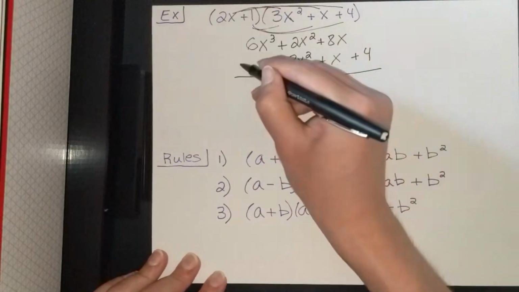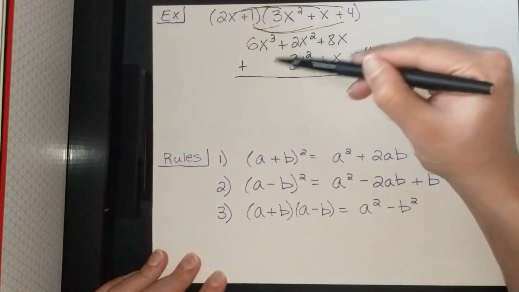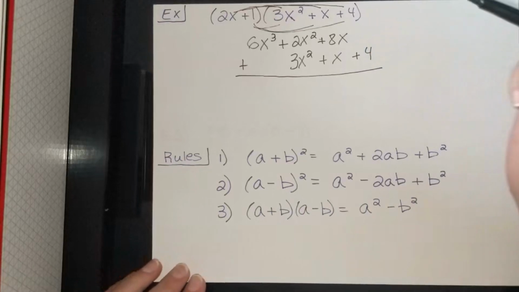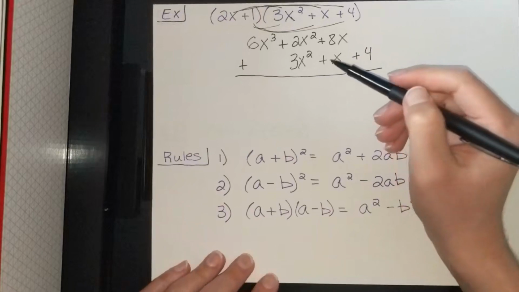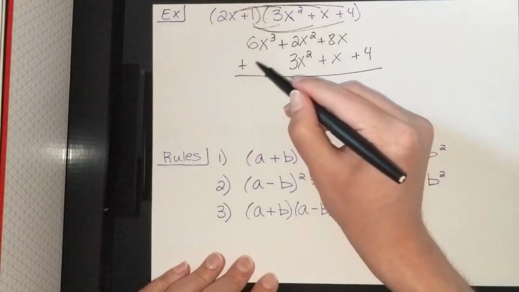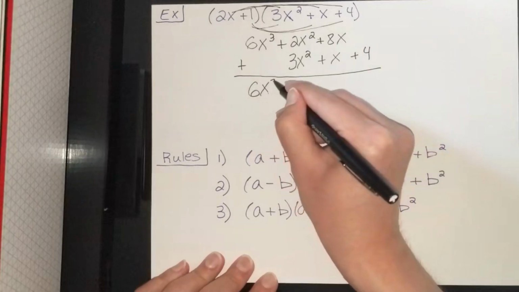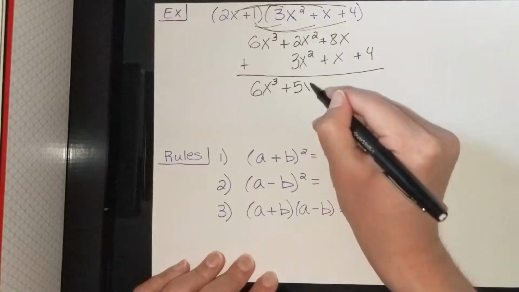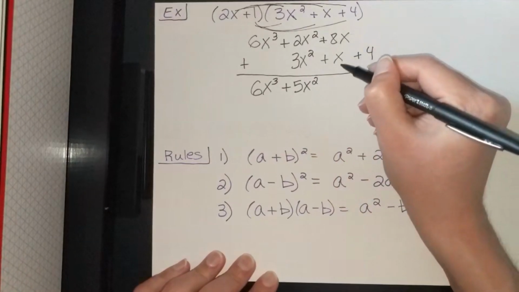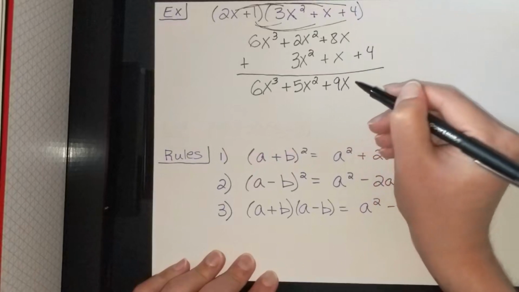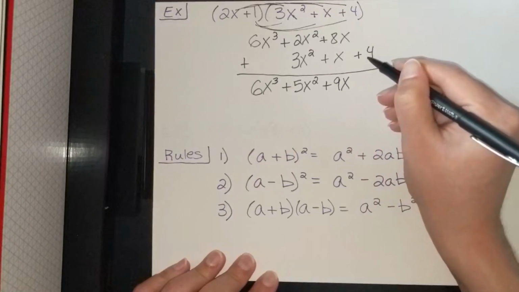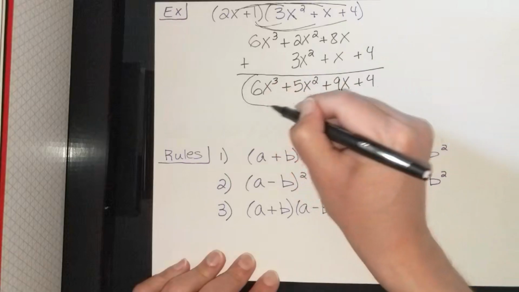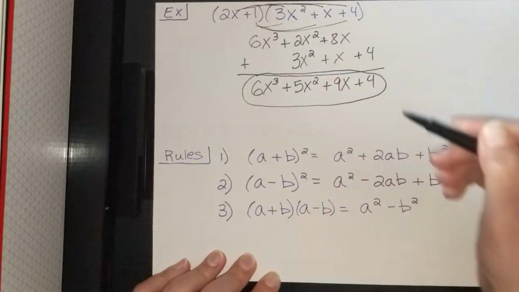And now, when we add, we're just combining our like terms up and down, like you probably learned addition in elementary school. So it makes it easier to deal with this. So 6x cubed plus nothing gives us 6x cubed. 2x squared plus 3x squared gives us 5x squared. 8x plus x gives us plus 9x. And 4 by itself just gives us 4. And that is completely multiplied out.